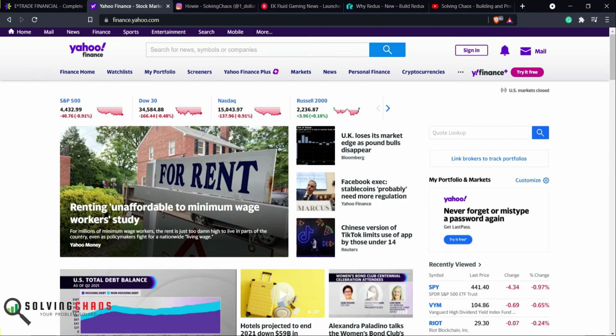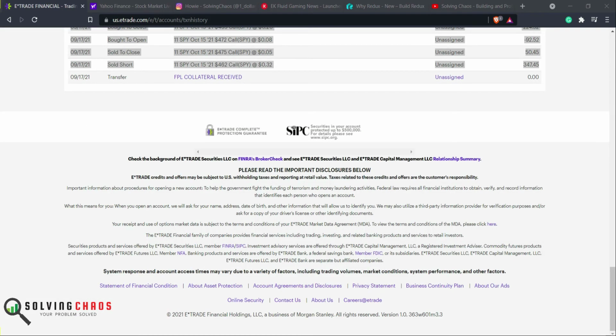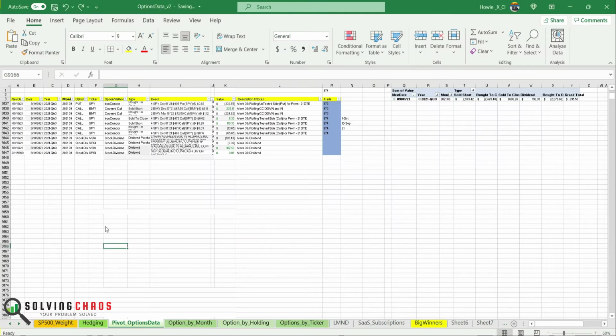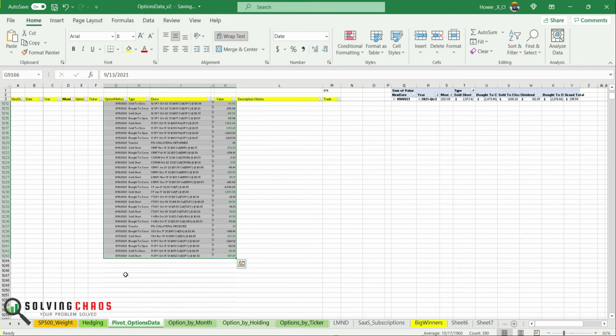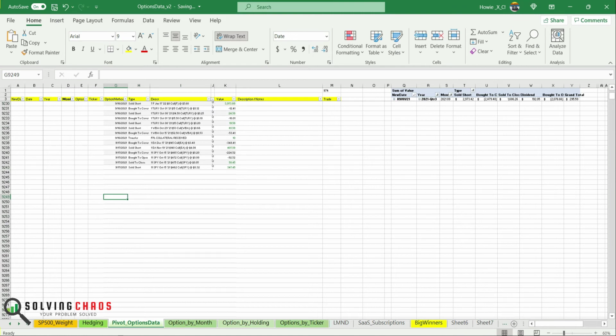Let's paste in the data. So here's the E-Trade data. And switch into my table here. I'm going to paste it here. I'm going to give me some room because I'm going to fix that up. So that's all the transactions. I have more, so hang on a sec.